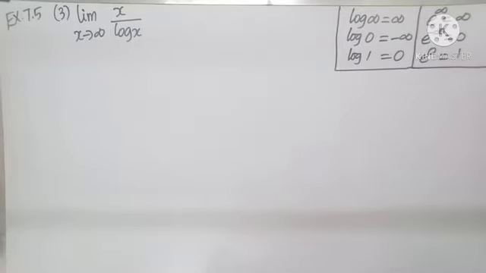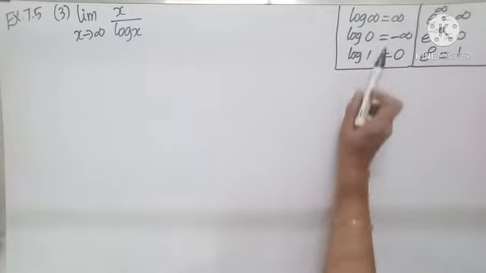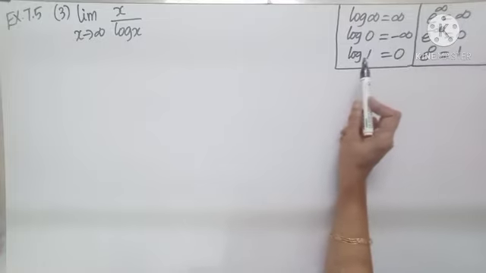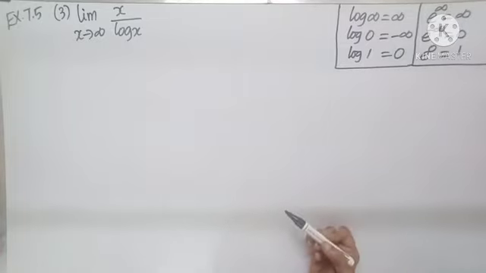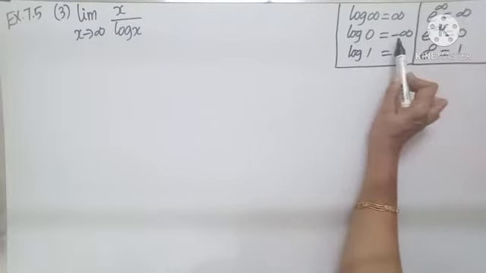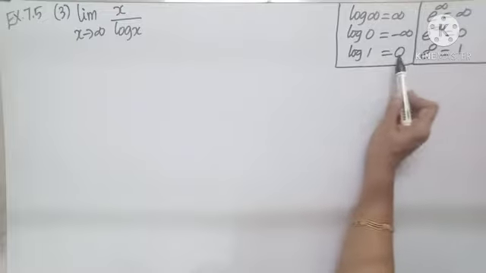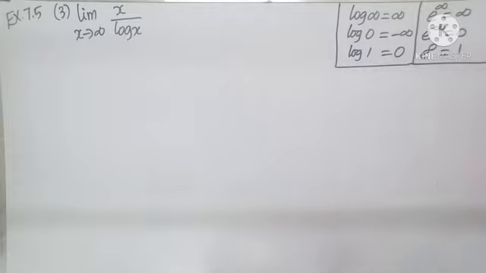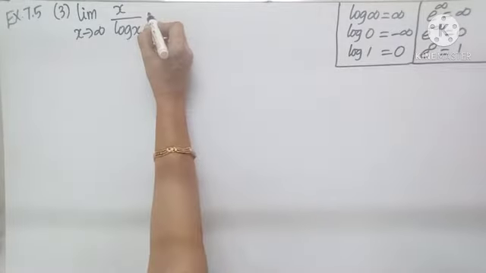Question number 3. Limit x tends to infinity, x by log x. When you have logarithm and e power in the problems, remember these values. Log infinity is infinity, log 0 is minus infinity, and log 1 is 0. The reverse, e power infinity is infinity, e power minus infinity is 0, e power 0 is 1. Log and e are reciprocal functions. Let us apply in this problem.